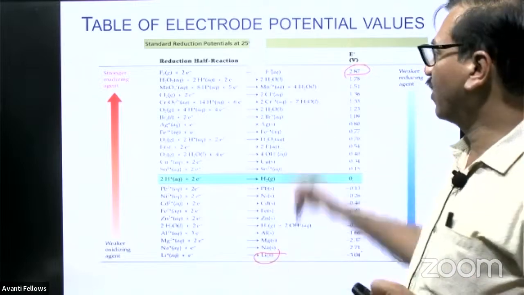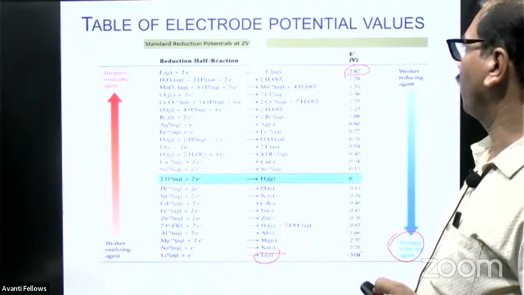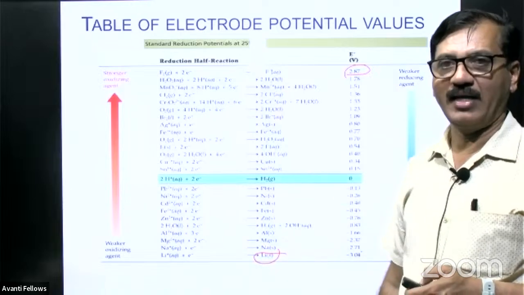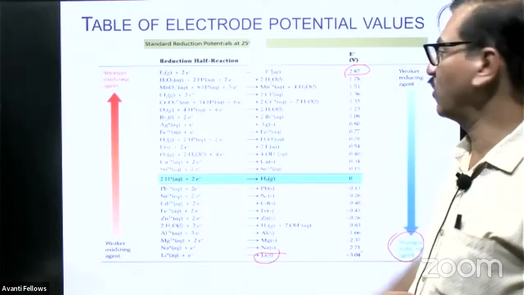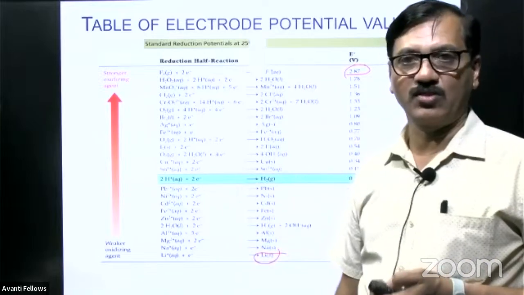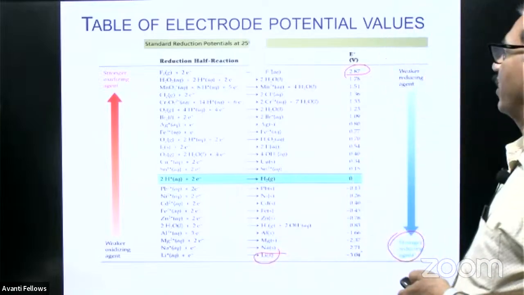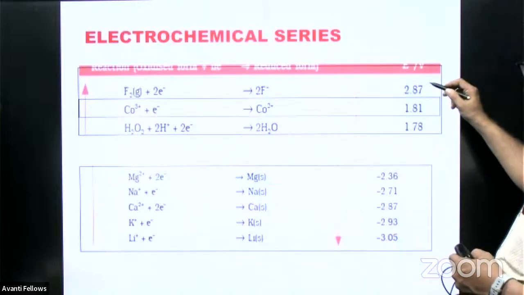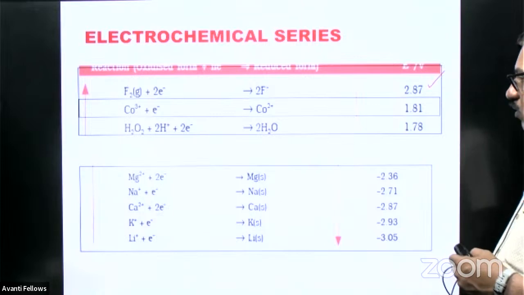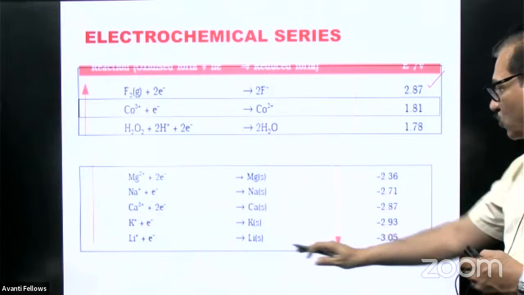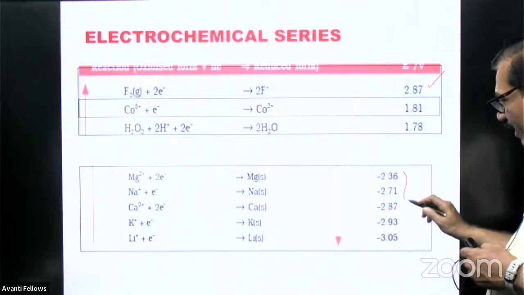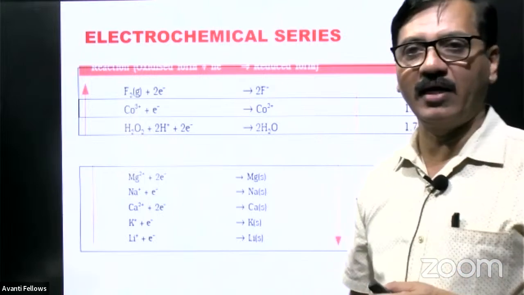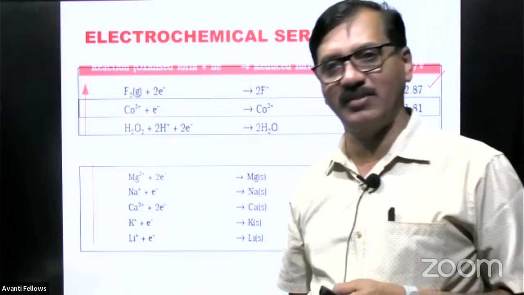So this is what we learn from these electrode potential values, and this is called the electrochemical series. Arrangement of species in the decreasing order of their electrode potential is called the electrochemical series. Now what we have observed is fluorine has the highest. For the strong metals, it is negative. Why is it negative? Because they readily undergo oxidation, therefore the reduction potential is negative.